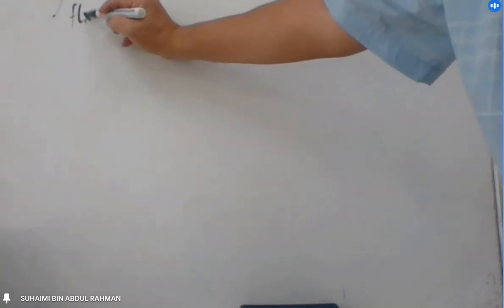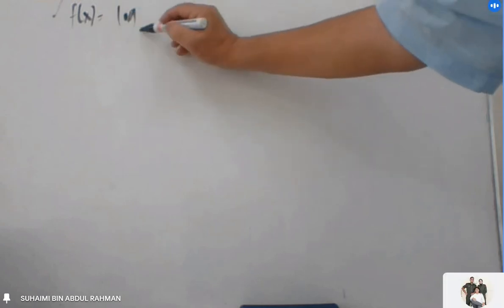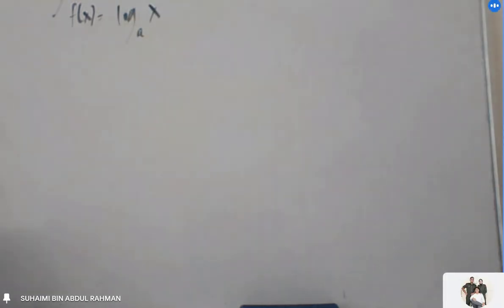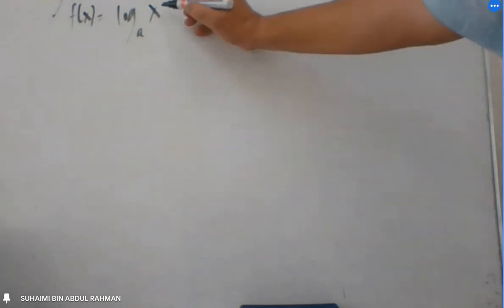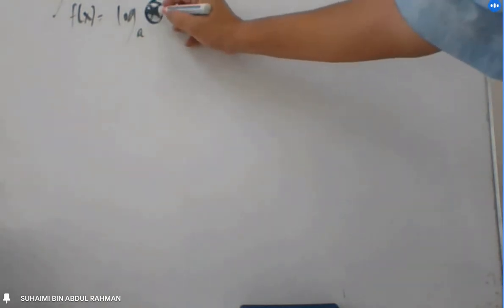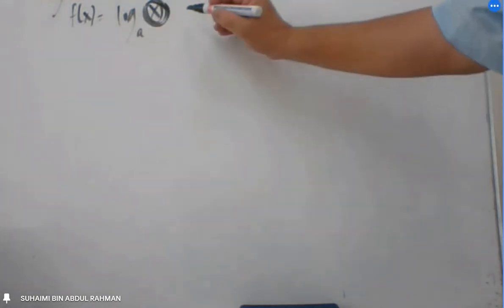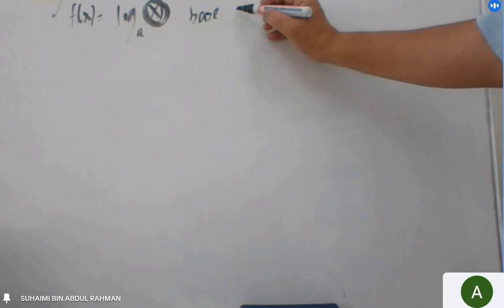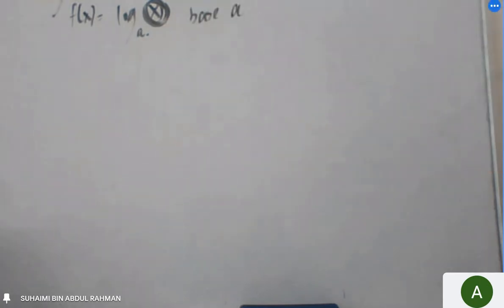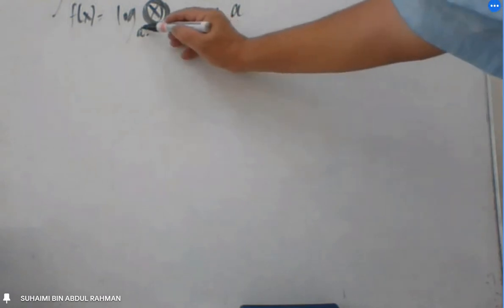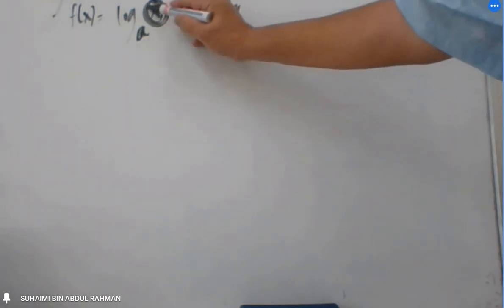We write in terms of log. If the function is log a x, x here must be positive. The base of this logarithm is base a, and the value of x there must be positive. That's the definition of logarithmic functions.